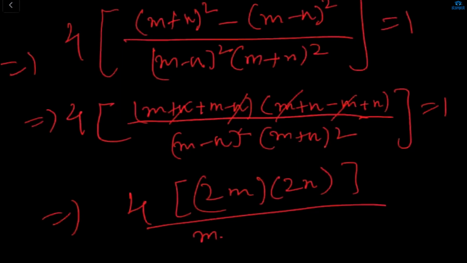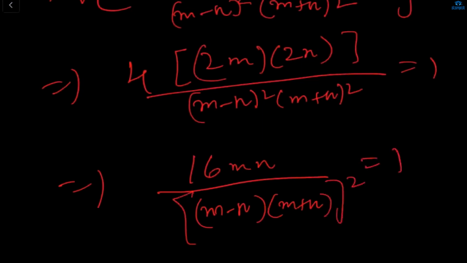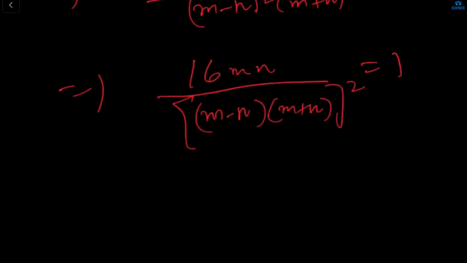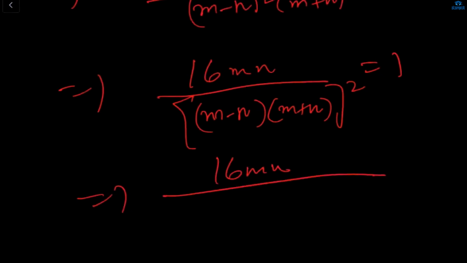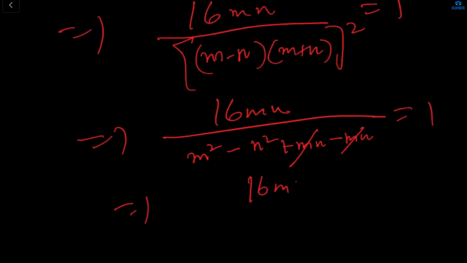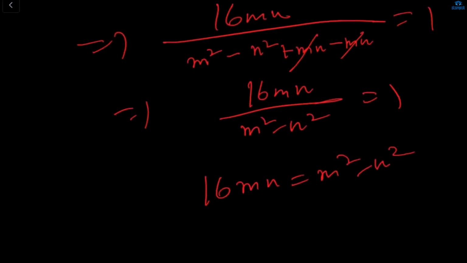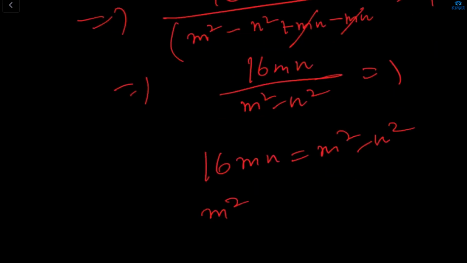So what you will get? 16mn upon (m minus n) and (m plus n). If you multiply both the terms in the denominator, what you will get? m square minus n square, whole square. And this will be cancelled, is equal to 1. So you will get here 16mn upon (m square minus n square) whole square is equal to 1. Now you can bring this on the other side. m square minus n square is equal to 4 root mn.